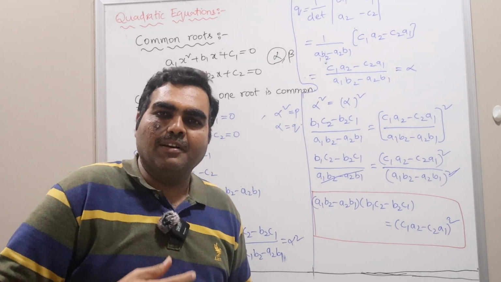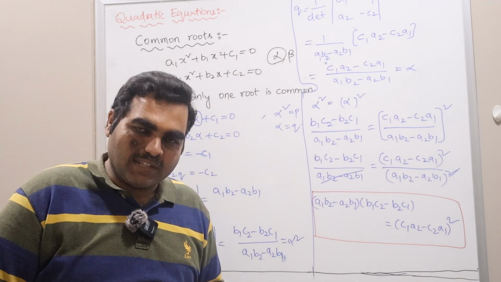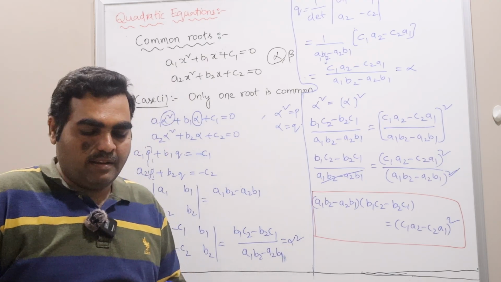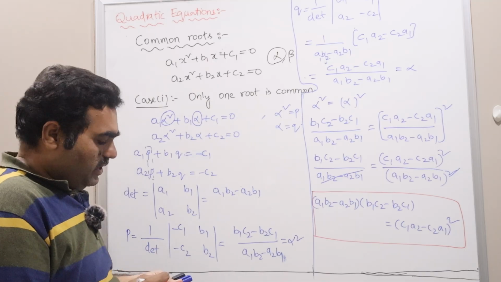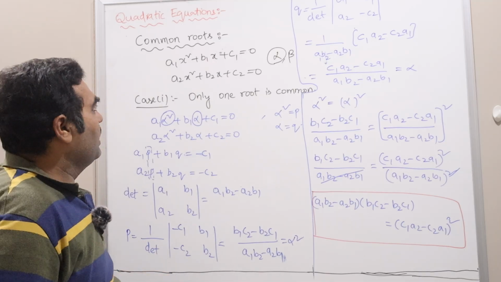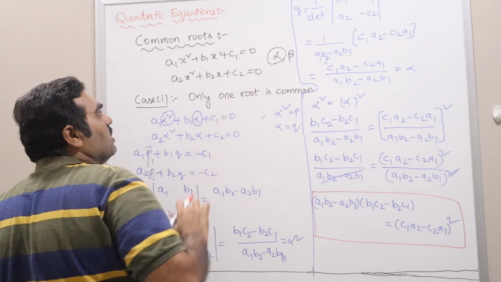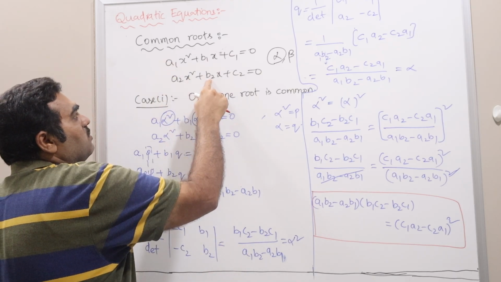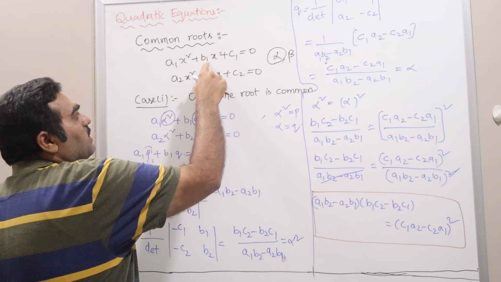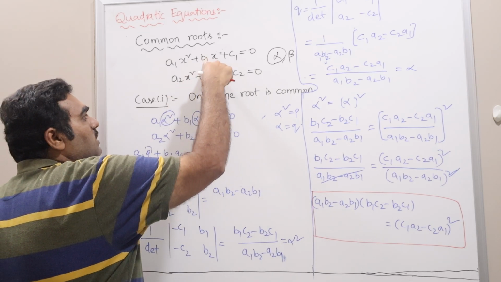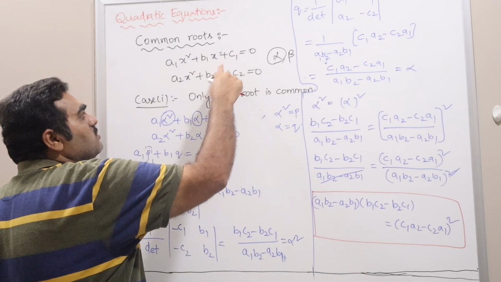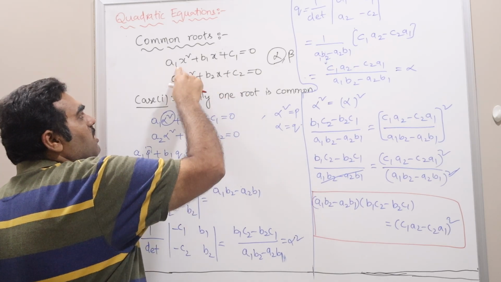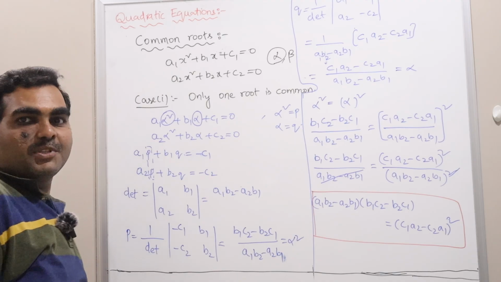Derivation is not expected in the JEE main, but if you understand the derivation, you can remember the formula. This is the intention behind explaining the derivation, right? So now you can see here, if you have only one root common, this is how you can remember. A1 B2 minus A2 B1 into B1 C2 minus B2 C1 is equal to C1 A2 minus C2 A1 whole square. This is how we can remember.